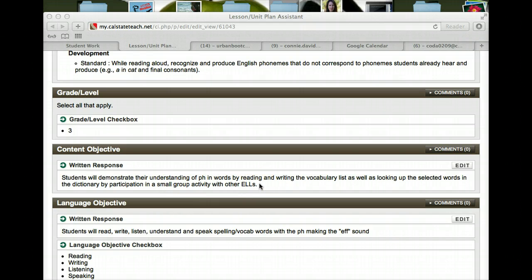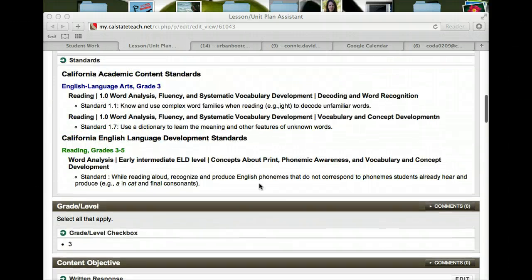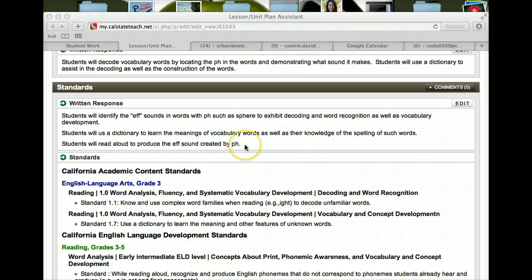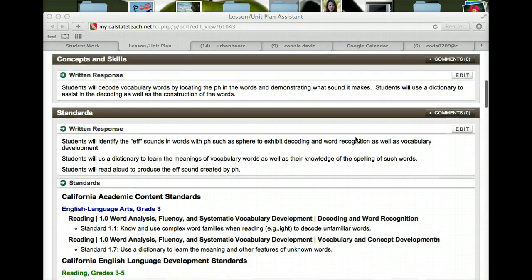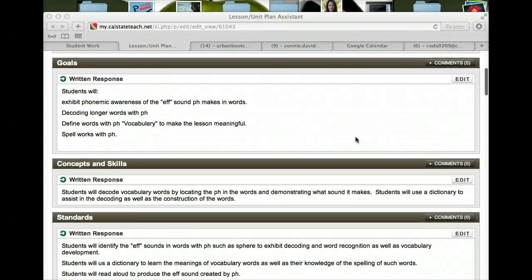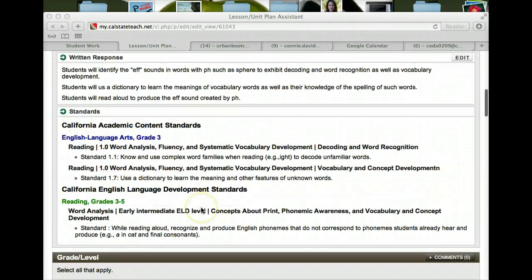Now, I understand what you wrote, but I want you to see back up here, you say that they're going to read these words aloud. They're going to look up in the dictionary for meaning of the vocabulary words and for the spelling of these words. And here, where was the decoding piece? They are going to use the dictionary, I think, to help them decode. They're going to decode longer words. So I'm going to be looking for decoding somewhere down here.